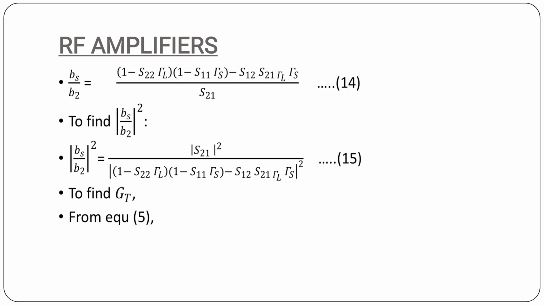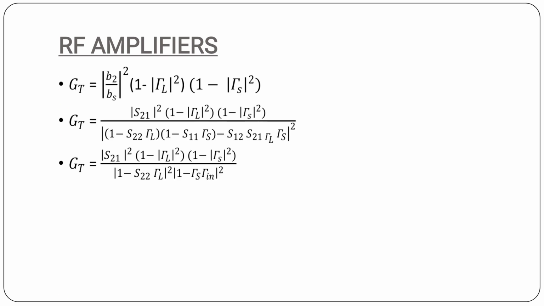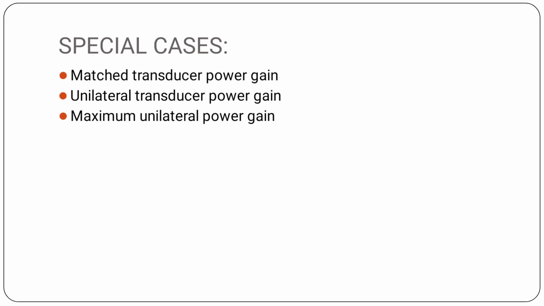You will get |Bs by B2|² equal to 1 by |S21|² ... |1 − S22 ΓL − S11 ΓS − S12 S21 ΓL ΓS|². So from this value the transducer power gain can be determined. GT equal to |B2 by Bs|² (1 − |ΓL|²)(1 − |ΓS|²). So from this the transducer power gain can be calculated.